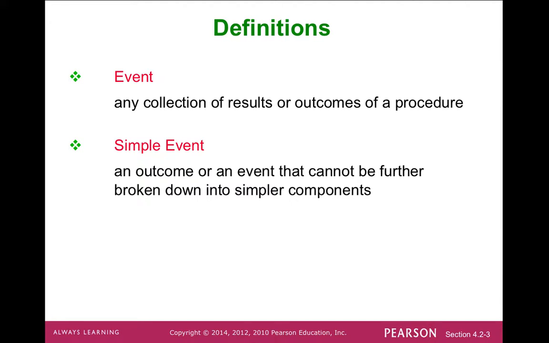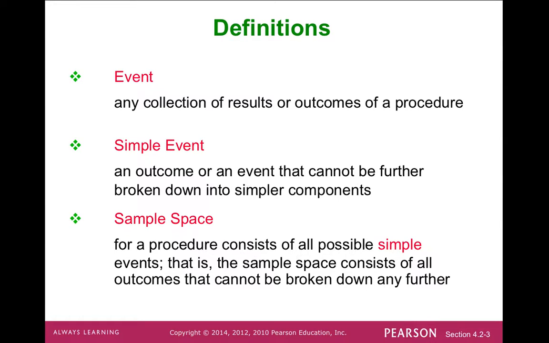The next definition is a simple event. A simple event is an outcome or an event that cannot be broken down into simpler components. For the most part, all of the events that we're going to look at are simple events. It's just a little bit of a clarification because sometimes events can be broken down into even smaller events. Similar to how you reduce fractions from large fractions and simplify them, the same kind of thing goes with events. And then finally, the last definition is a sample space.